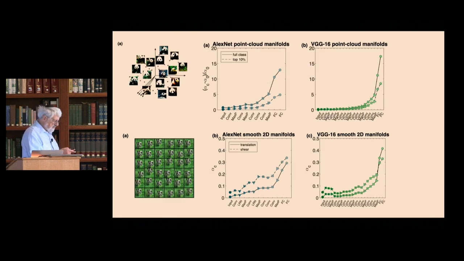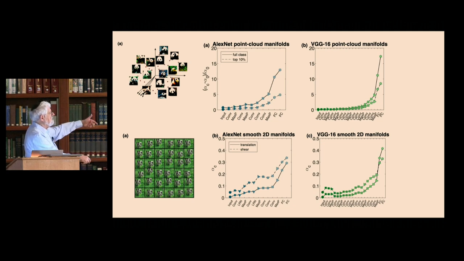Here are more examples. This is the same as before, in a different format. This is for VGG, and again you see that the capacity is really hanging low for a large part of the network and then taking off in the latter part.